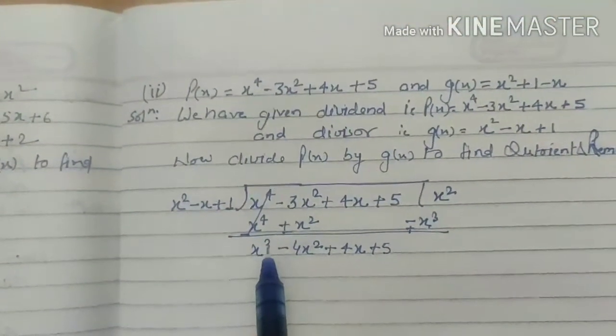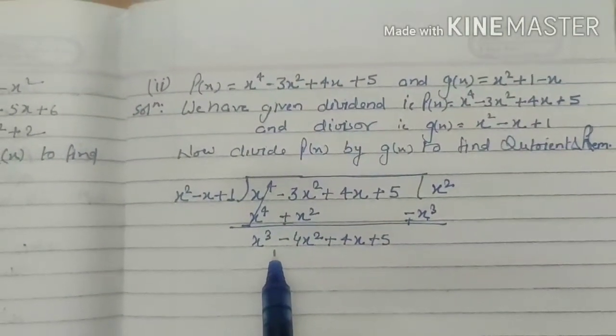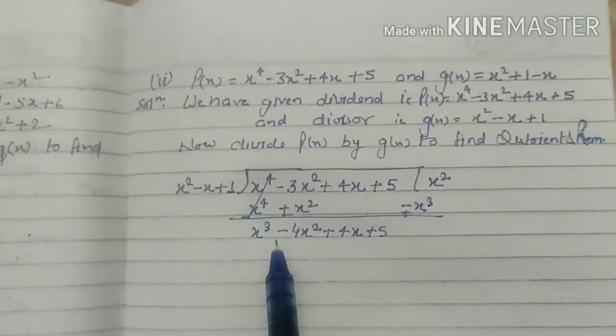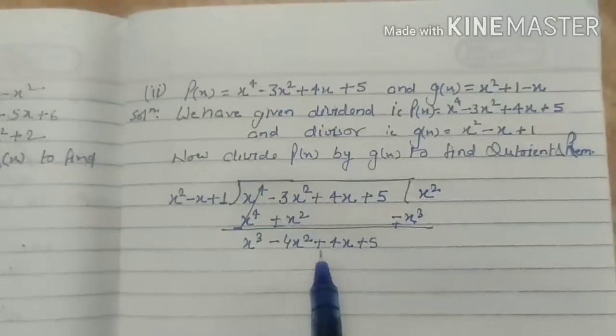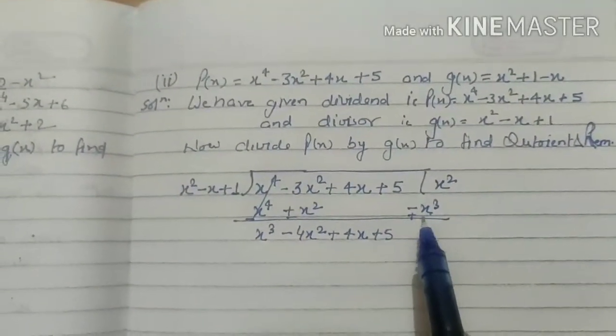Keep in mind, in the standard format, degree terms must be arranged in decreasing order, so decreasing order of their powers. So x cube minus 4x square plus 4x plus 5, as 5 plus x cube, as sign has changed.